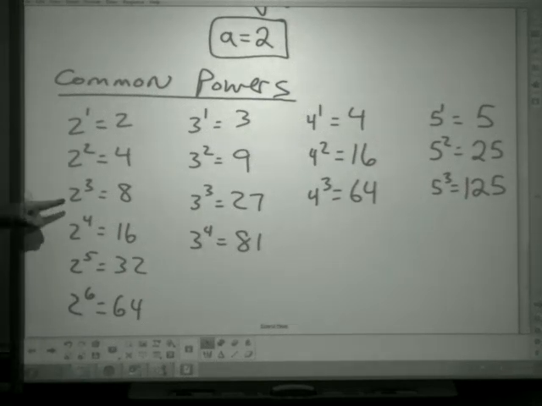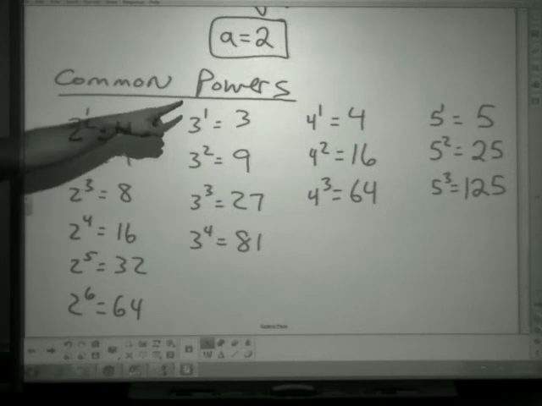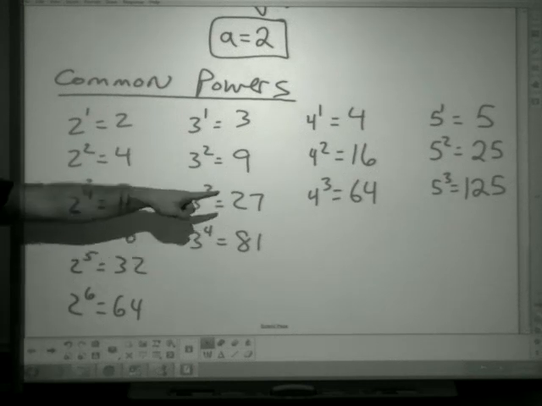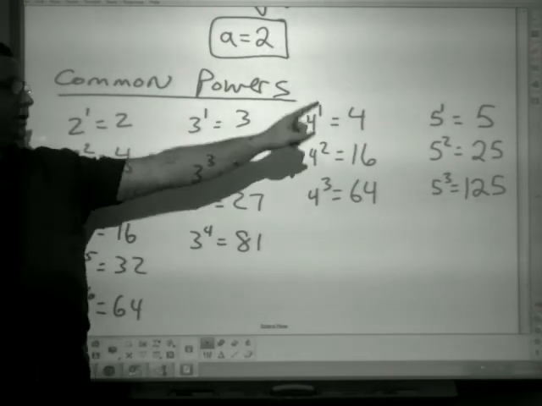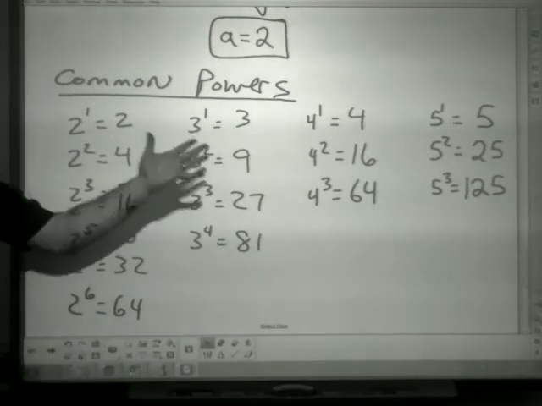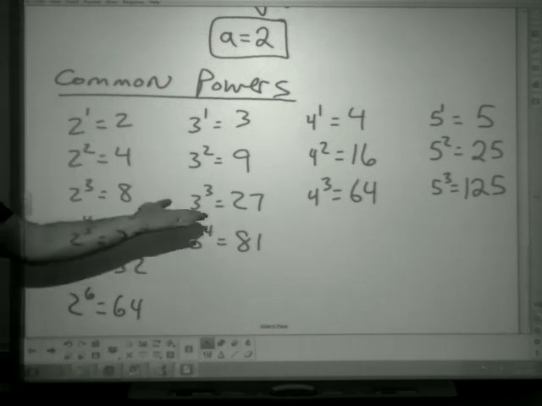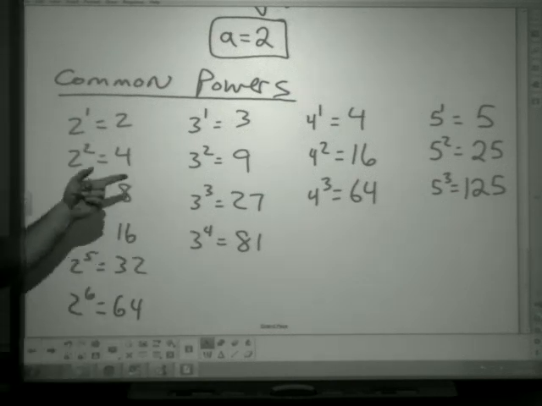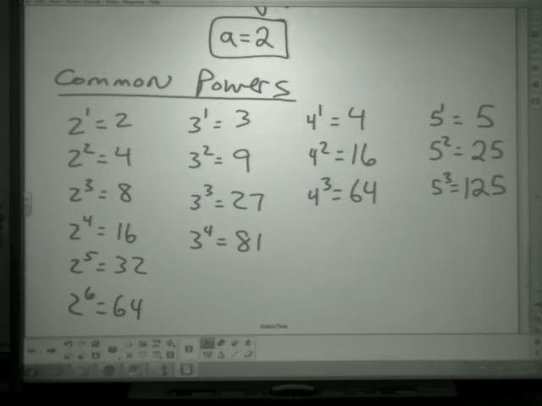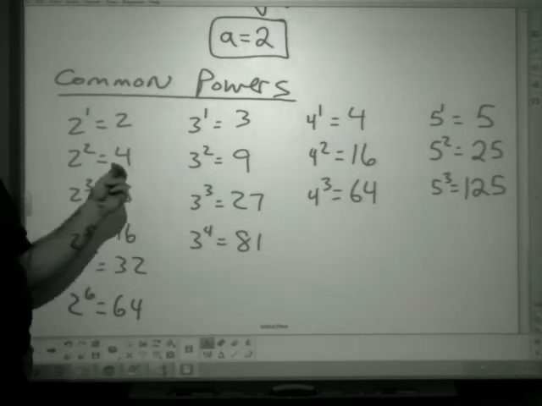2 to the first, squared, 3, 4, 5, and 6. 3 to the first, squared, third, and fourth. 4 to the third, and then 5 all the way to the third. So get this down. We've got to memorize and know our basic base to powers for some common powers. So if I say 2 to the fourth, you should be able to tell me 16. If I say 3 to the fourth, you should be able to say 81. So we need to know these right off the top of our head.